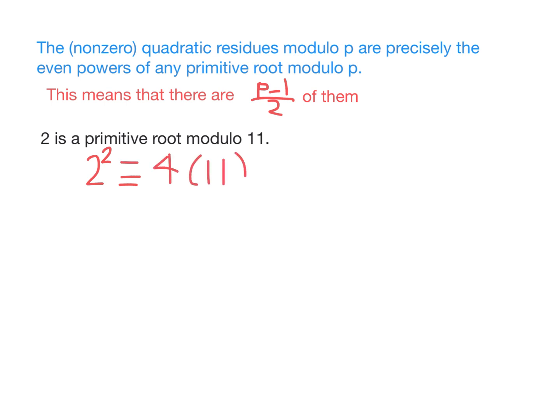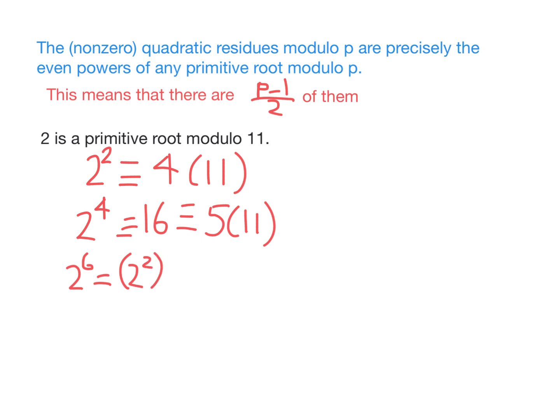No surprise there. So to get 2 to the power of 4, it's just 2 squared squared again. So 2 to the power of 4 is 4 squared, which is 16, and 16 is equivalent to 5 in mod 11. So how would you get 2 to the power of 6? Well, 2 to the power of 6 is equal to 2 squared cubed. So 4 cubed is 64, and 64 is equivalent to 9 mod 11.